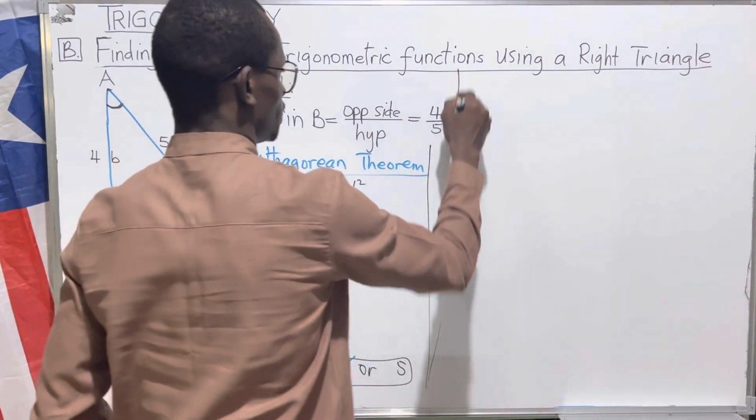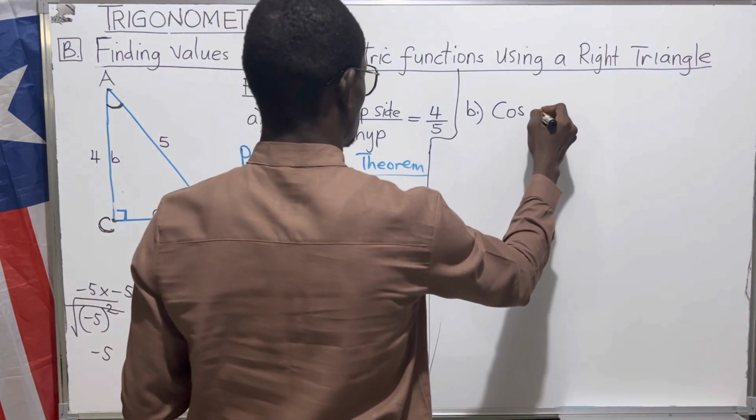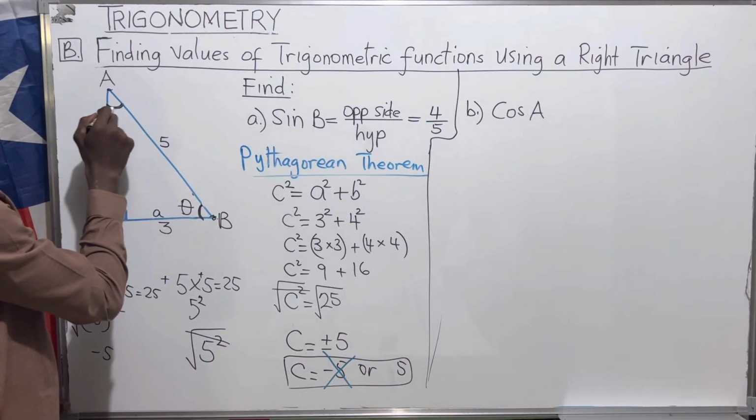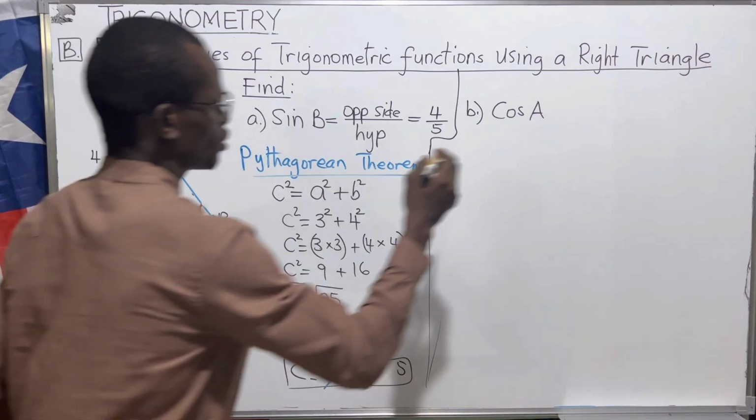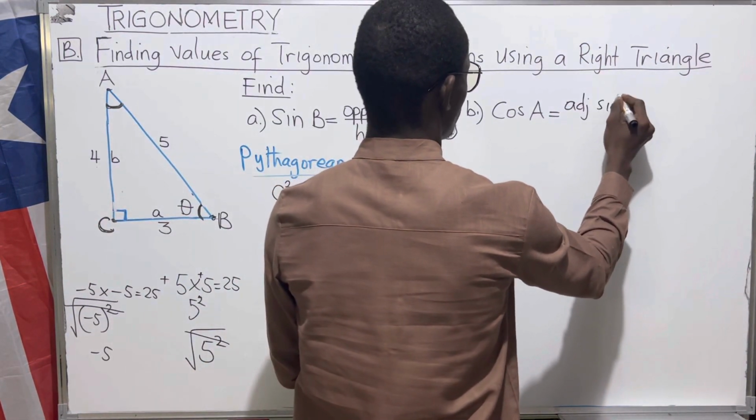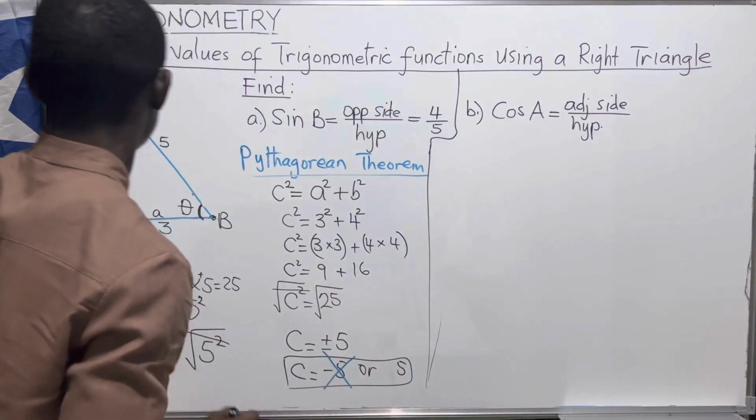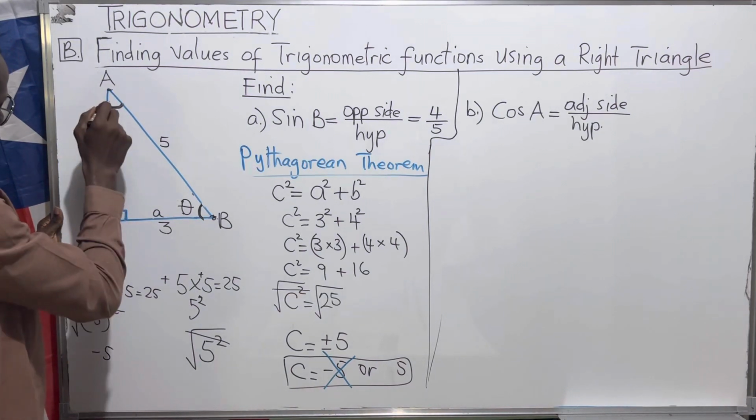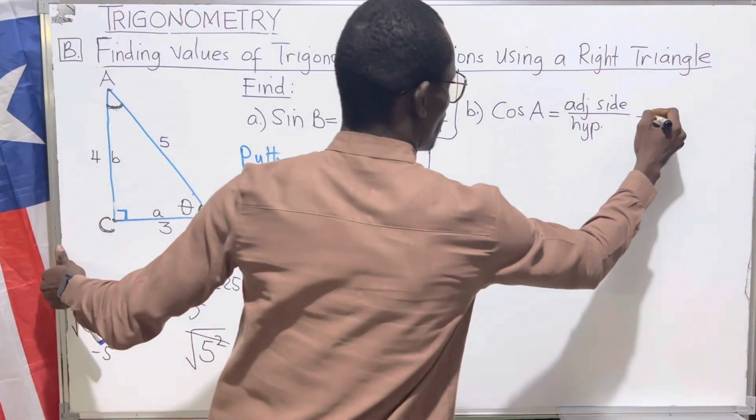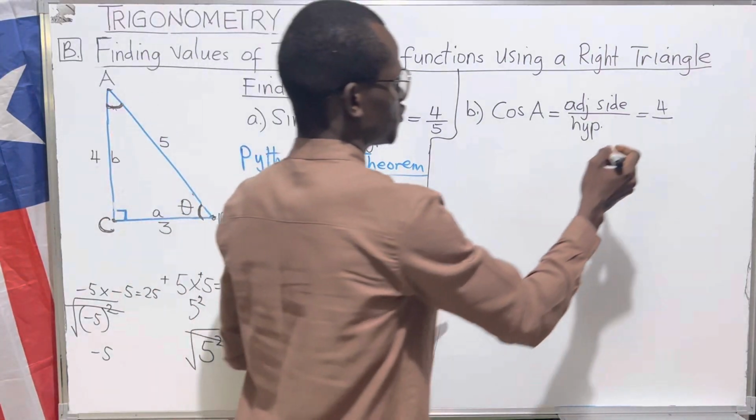So we do the next one. The next one says we must find cos of A. So cos of A, this is A. We stand at A. What is the cos definition? Cos is adjacent side over hypotenuse. The adjacent side to angle A is the side that is beside angle A, which is 4. The hypotenuse is 5. So it's 4/5.